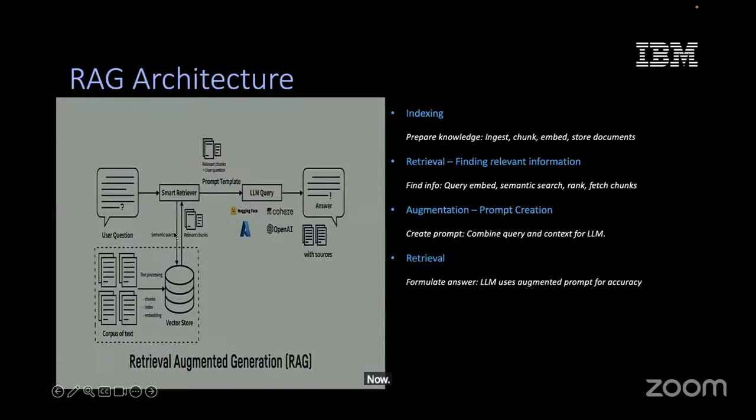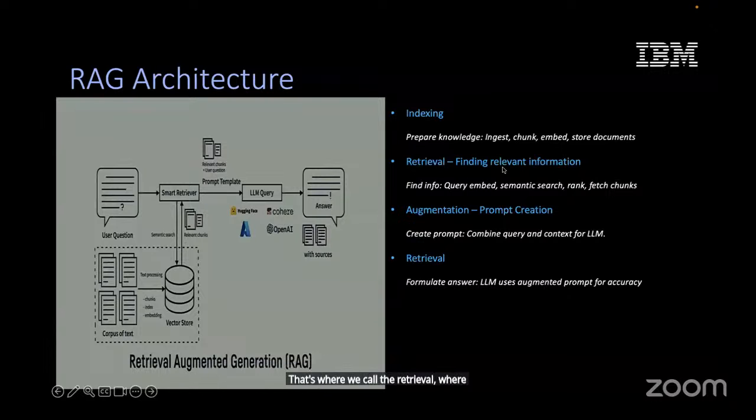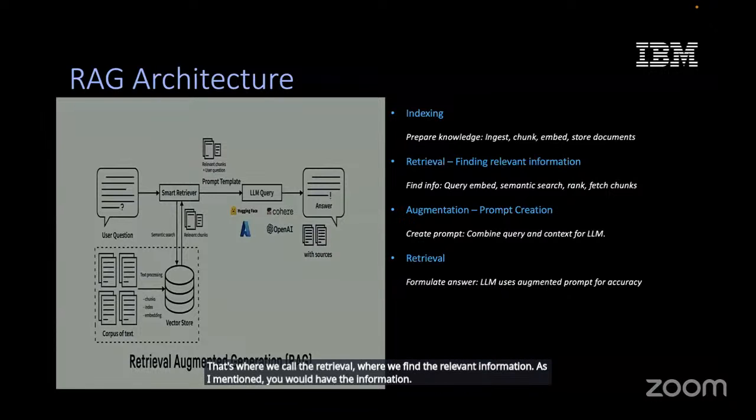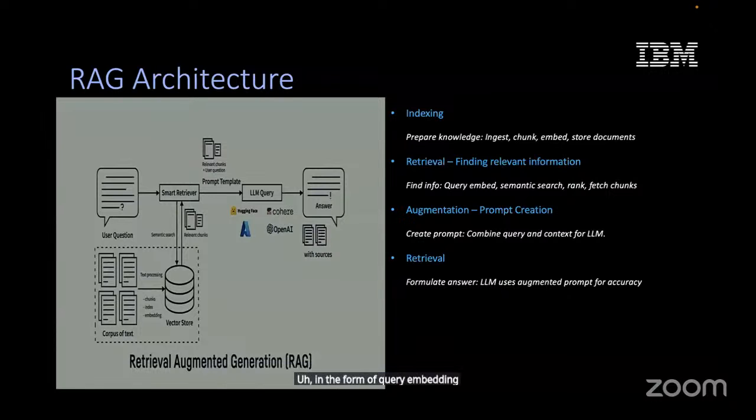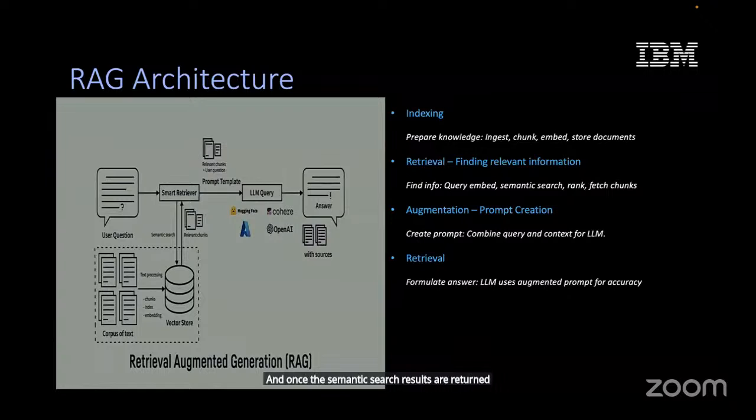Now, once the information is passed back in the form of semantic search as relevant chunks, that's where we call it the retrieval, where we find the relevant information. As I mentioned, you would have the information in the form of query embedding, and then based on that, you perform the semantic search. Once the semantic search results are returned, it would rank those results based on the confidence and fetch the chunks of information that have the highest rank.